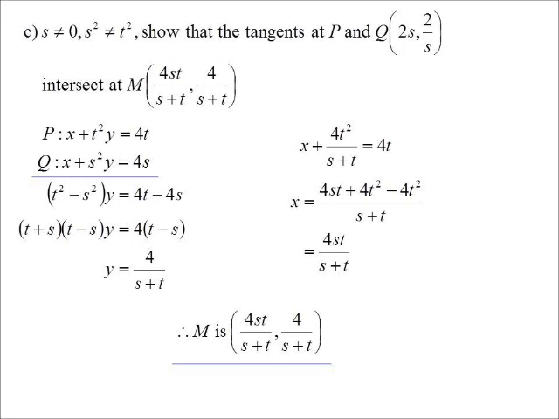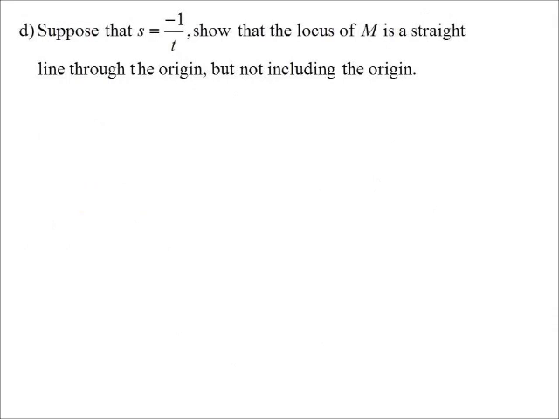Well, if you remember from parametrics last year, once we find a lovely point like that, we usually follow it up with a locus question. Oh, what a surprise. Here we go. Suppose that s equals minus 1 on t. Show that the locus of M is a straight line through the origin, but not including the origin.